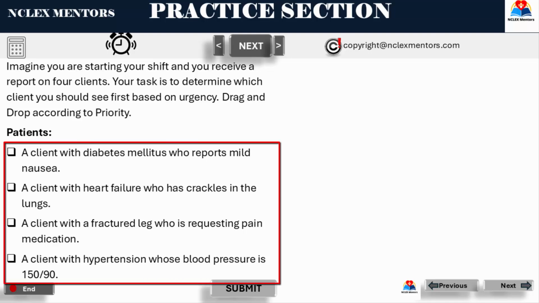Here are the 4 patients you will be prioritizing. The first patient is a client with diabetes mellitus who reports mild nausea. The second patient is a client with heart failure who has crackles in the lungs. The third patient is a client with a fractured leg who is requesting pain medication. The fourth patient is a client with hypertension whose blood pressure is 150/90.